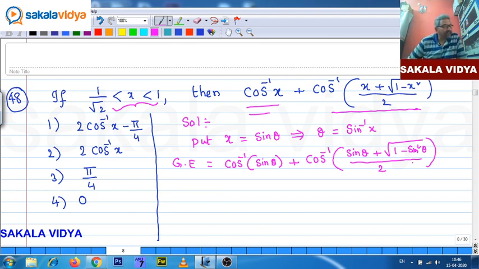Yes, cos inverse x plus cos inverse y also you can apply, Lakshmi garu. Yes, why not? That is cos inverse of (xy minus root of 1 minus x square times root of 1 minus y square), that also you can apply, right.